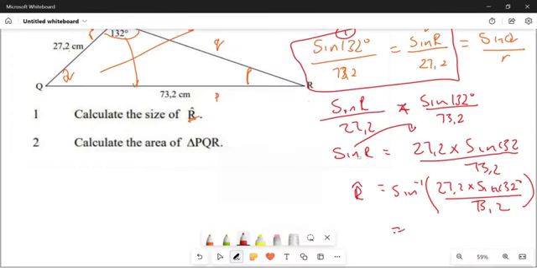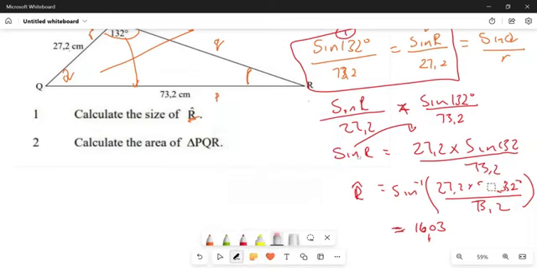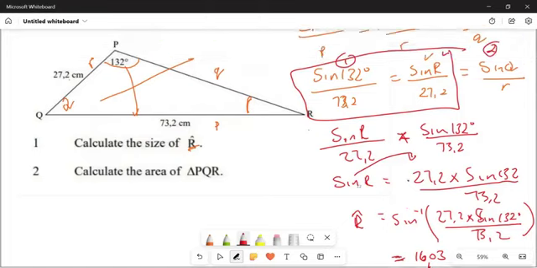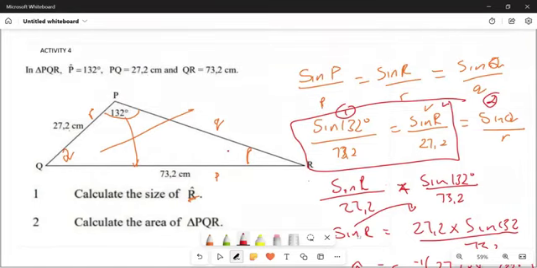And then what do you get? It's 16,03. Okay, let me correct this one. This one is the sine again of 132. It doesn't look like sine of 132, okay, let's put it there. So you have multiplied by the sine of 132. Okay, let's go and update our diagram now. We know what this one is. What is this one now? 16,03 degrees. It's an angle.